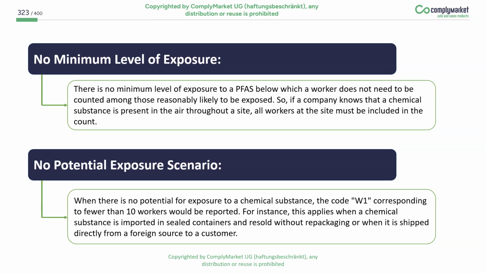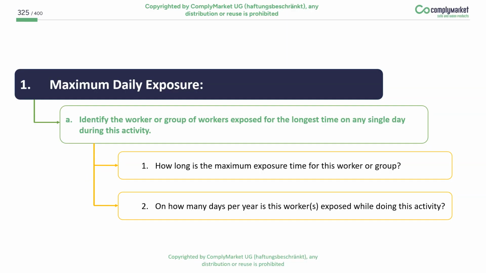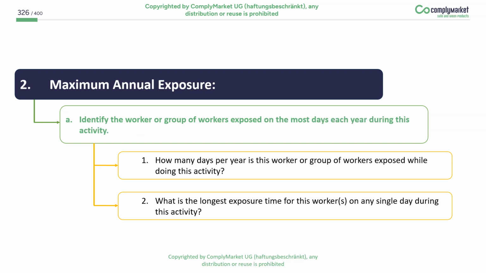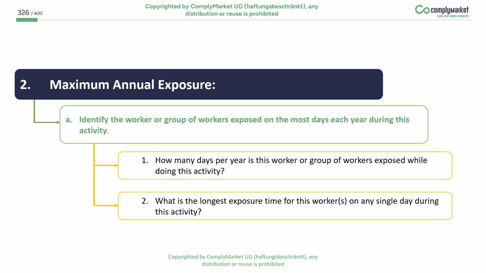Maximum duration of exposure for workers. So we identify the worker or a group of workers. How long is the maximum exposure time for this worker or group? How many days per year is this worker exposed? Maximum annual exposure. So this one is daily exposure, this one is annual exposure, just not to get you confused. We have to calculate both of them.